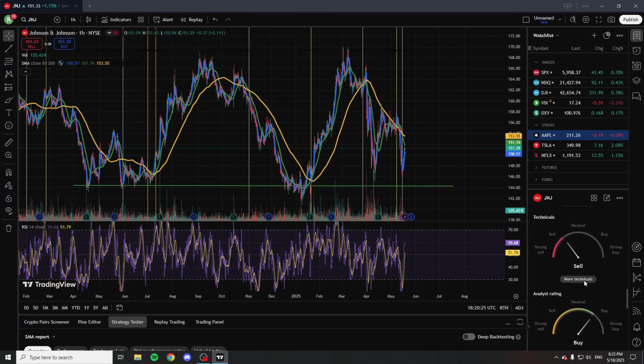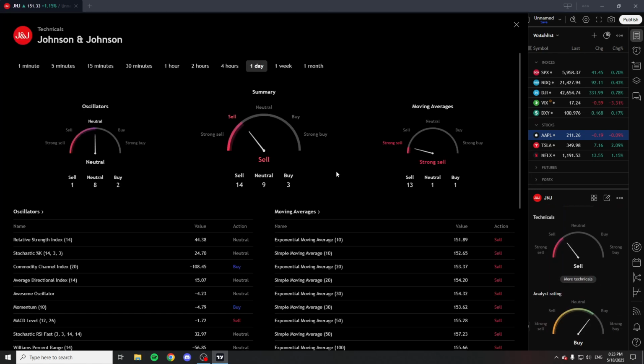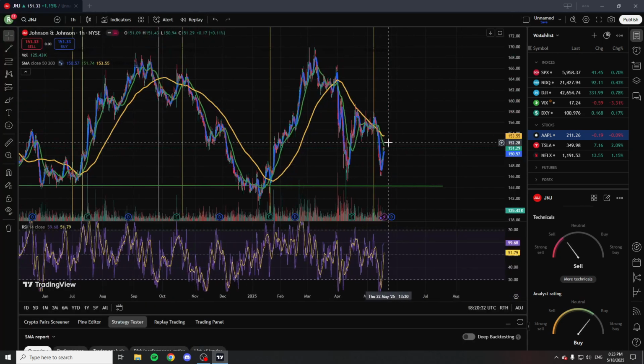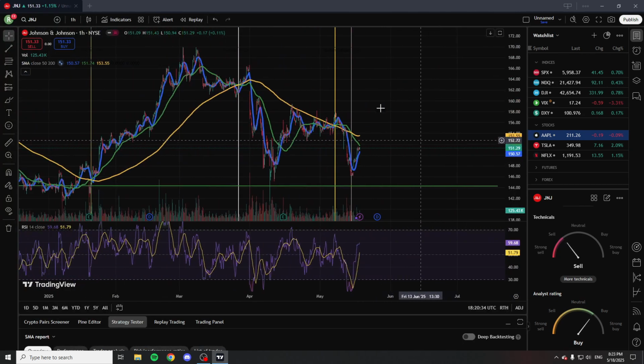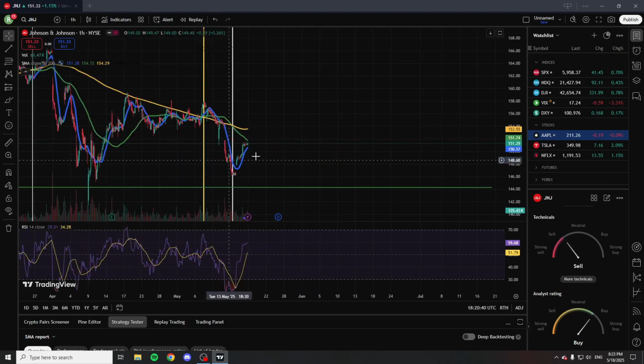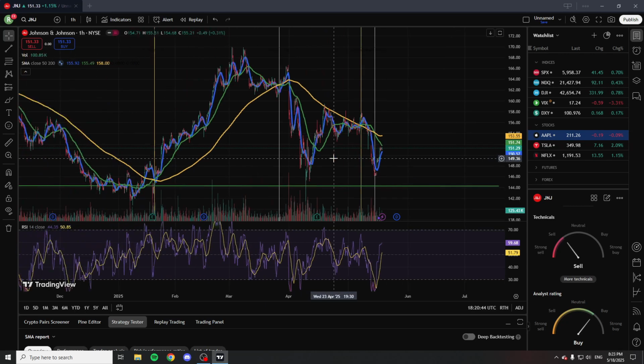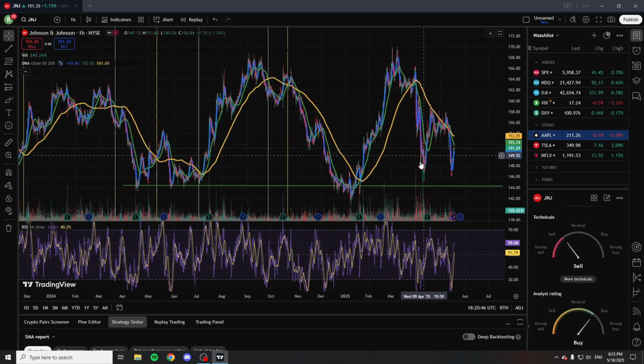Now, the technicals on this stock for the day, it's a sell. It probably shouldn't surprise you given how the stock looks, and for the month it is still a sell. And that's, of course, if you just look at this, it's not the prettiest stock in the world. As you can see, it has just been falling quite a bit. And of course, we also have this death cross right here, so it's really not that impressive at the moment. So, of course, that is a bit unfortunate.